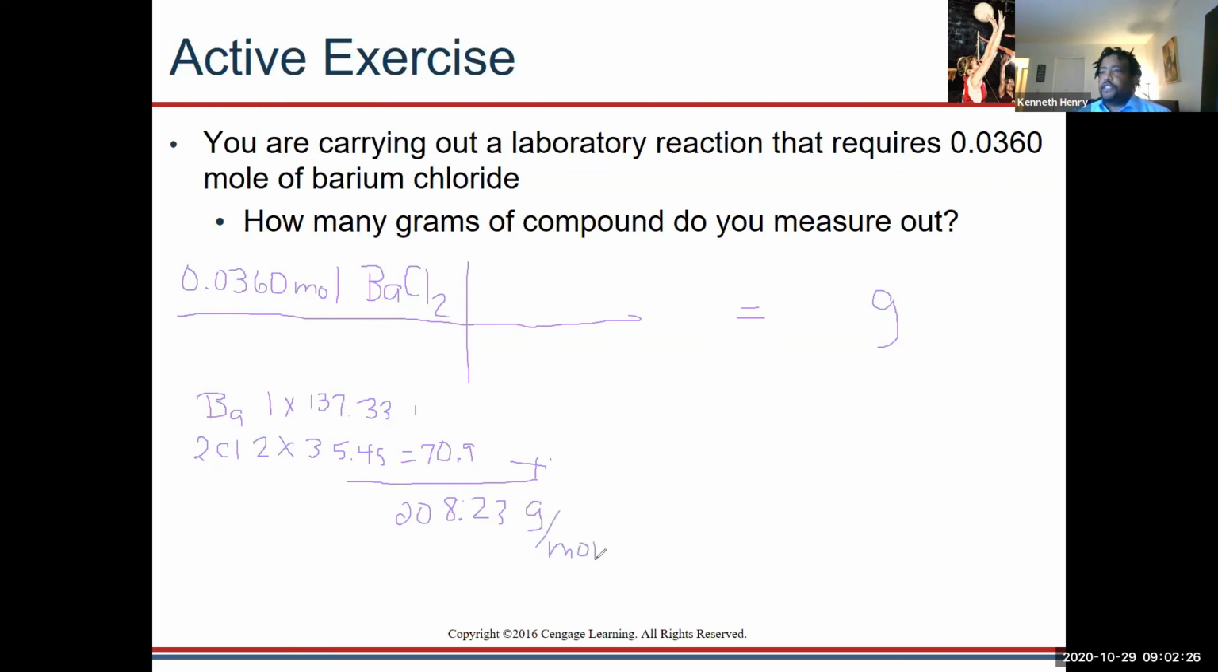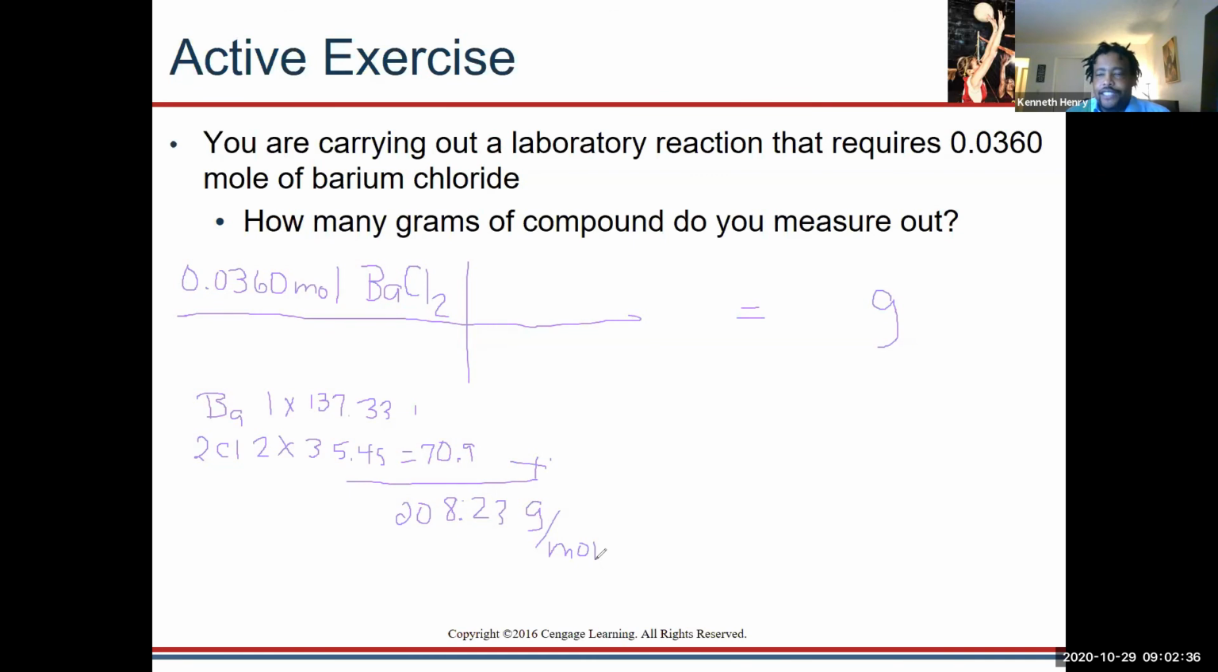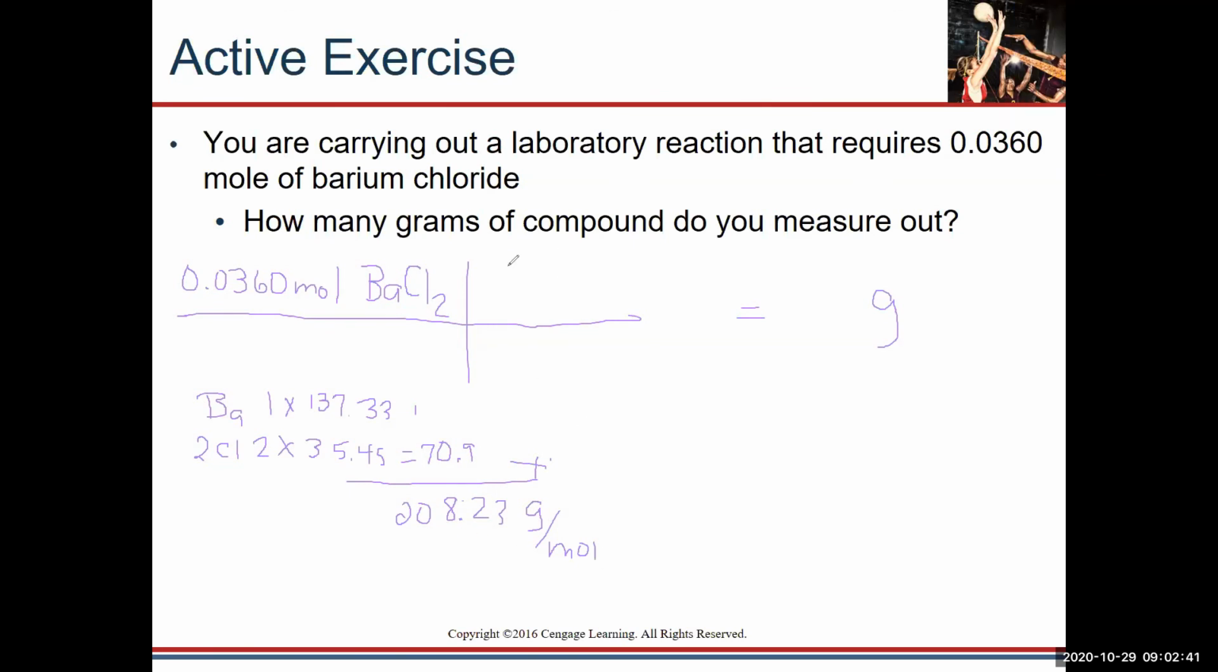Okay, so how am I going to use this? We can use it as a conversion factor. So that means I'm going to put what on the bottom and what on top? We're going to put 1 mole at the bottom and the grams at the top.